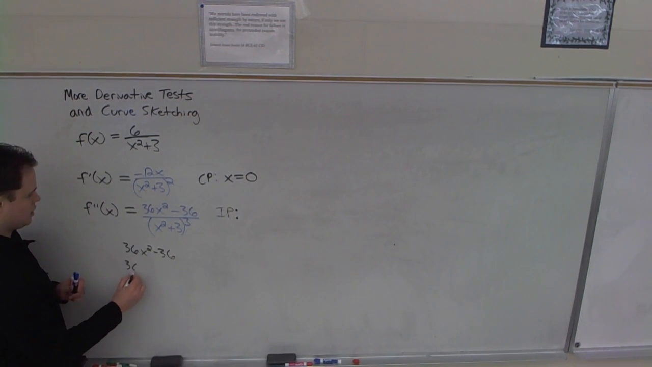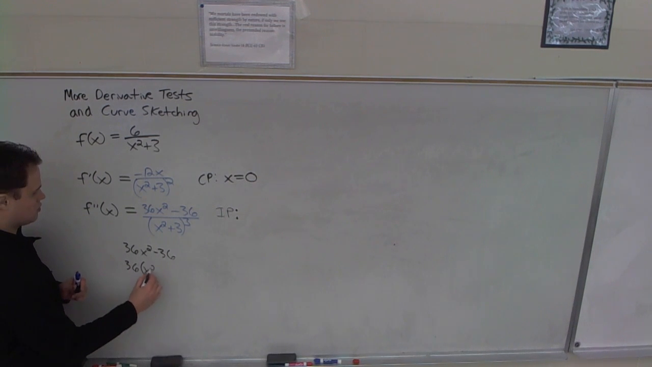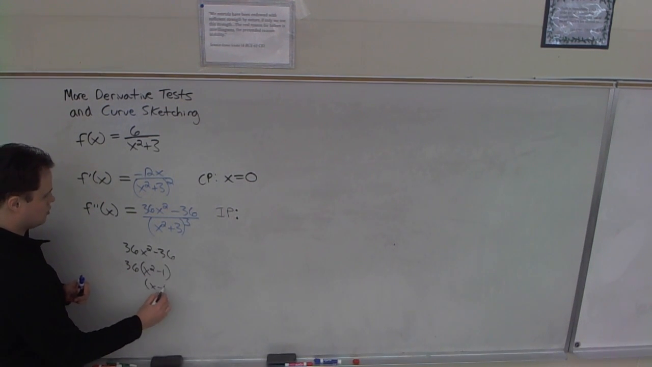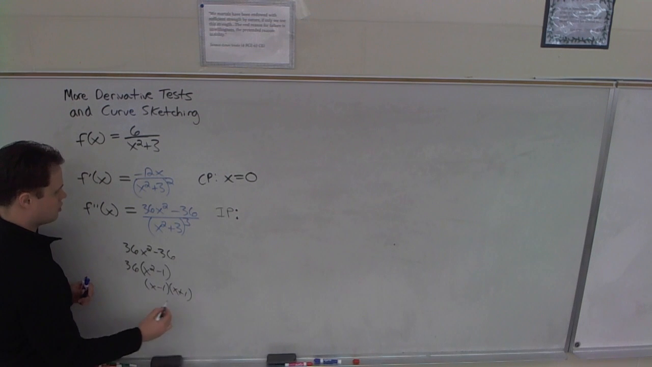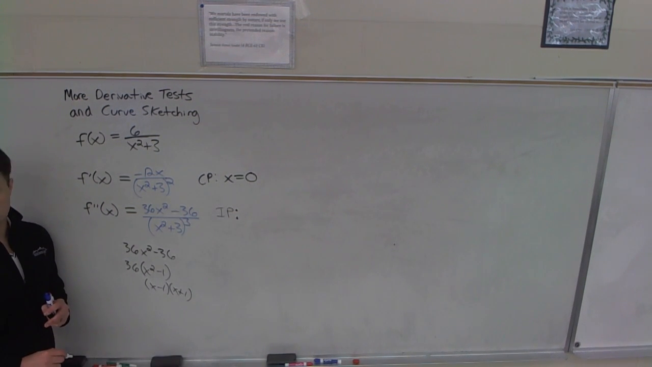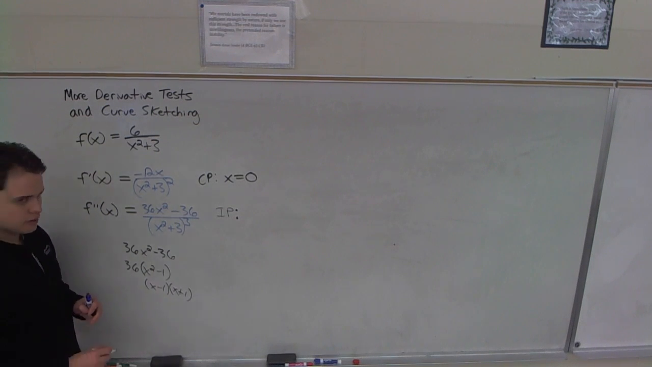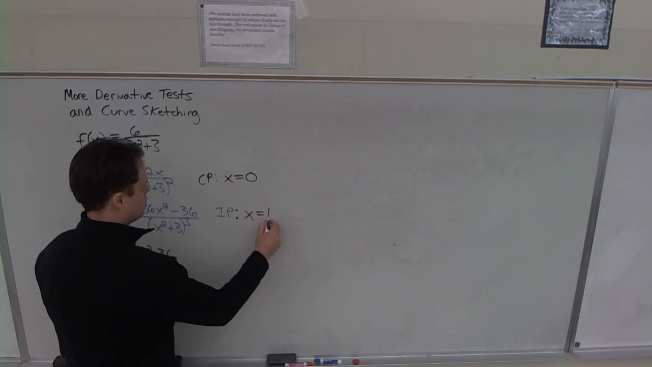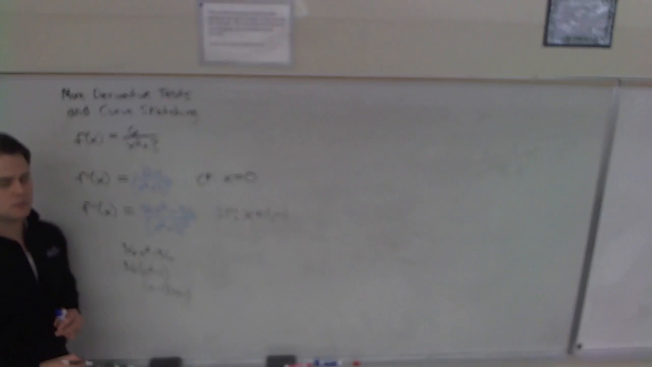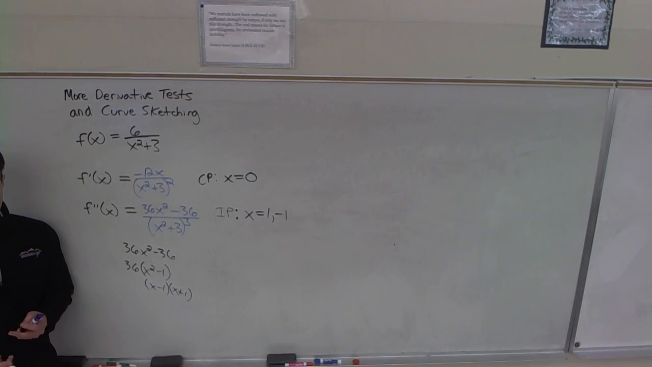You could factor this guy and say 36 x squared minus 1. Just your difference of squares. You can set it to 0, whatever. I think that's the nicest way to do it. That's a personal preference. So we've got 2 inflection points. So it should change concavity twice then. Okay? So I think we've got all the information we need. Let's put this in charts. We should be able to come up with our curve from those charts.